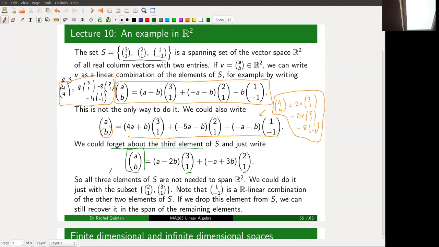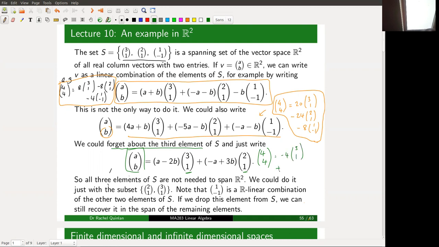If we have a vector (A, B) in mind, we can take A minus 2B as the coefficient of (3, 1). So if we were to do that with our example here, (4, 4), A minus 2B in that case would be 4 minus 8, so it would be minus 4 times (3, 1).